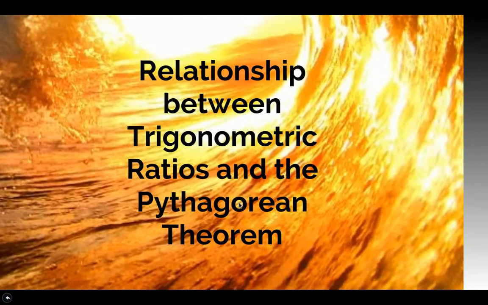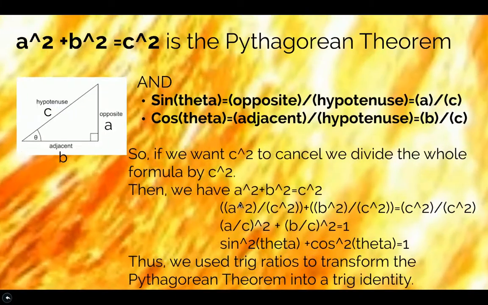So what is the relationship between trigonometric ratios and the Pythagorean theorem? a squared plus b squared equals c squared is the Pythagorean theorem, and sine of theta is equal to opposite over hypotenuse, also written as a divided by c, as shown in this diagram right here. So opposite over hypotenuse, a over c. We also have cos of theta is equal to adjacent over hypotenuse, which can be written as b over c.